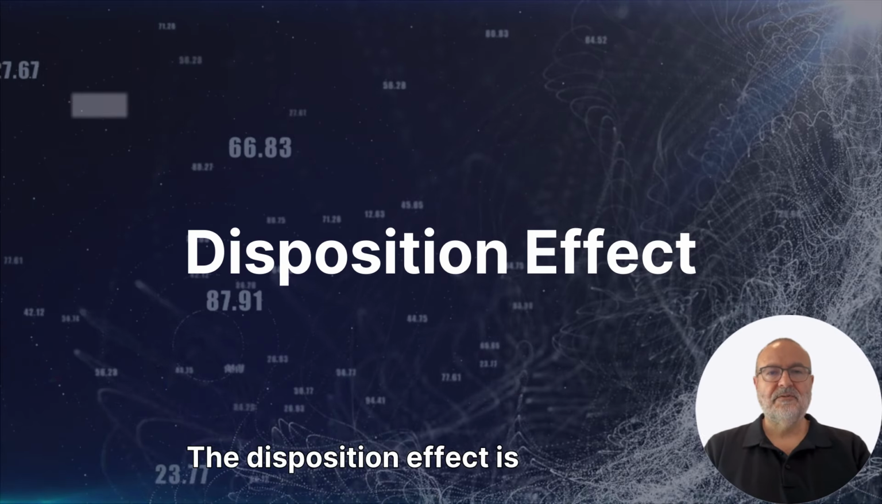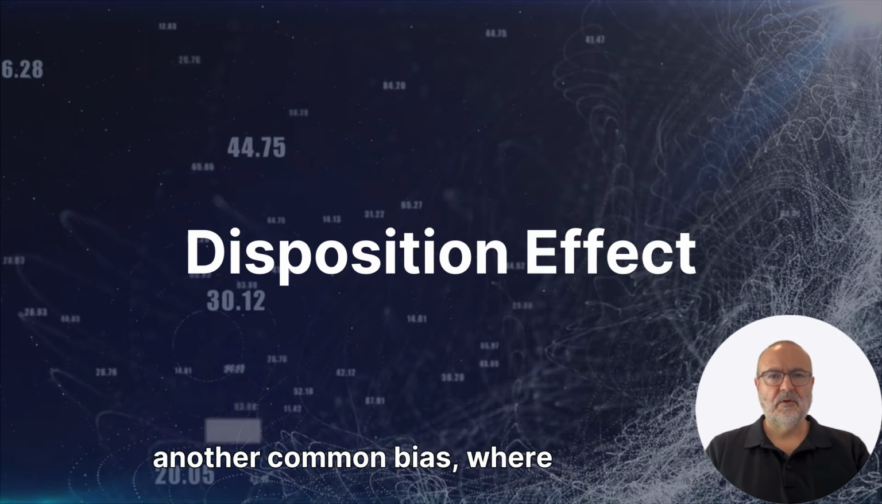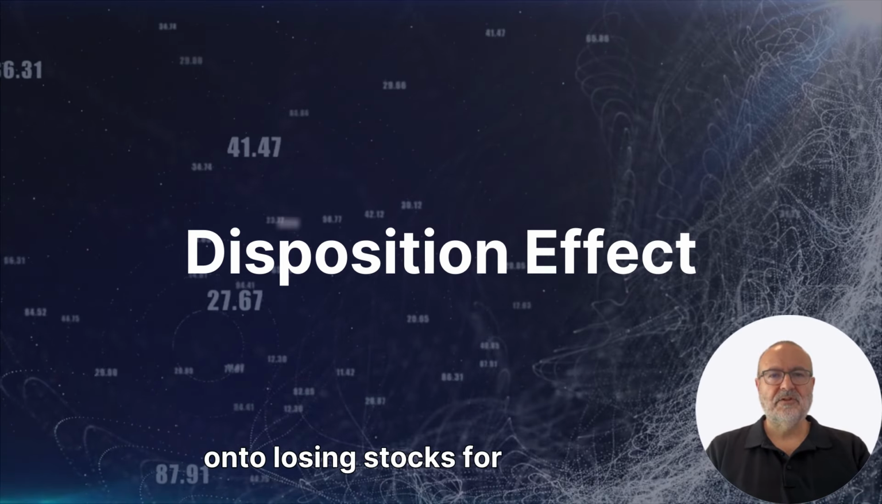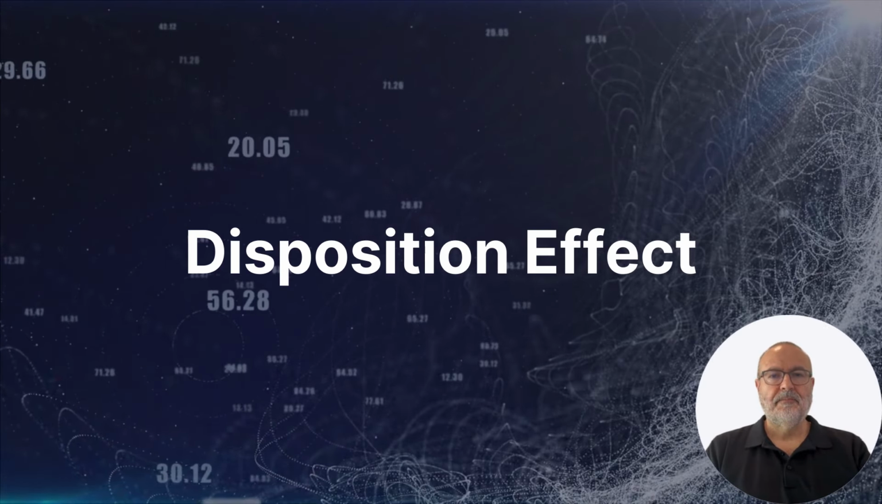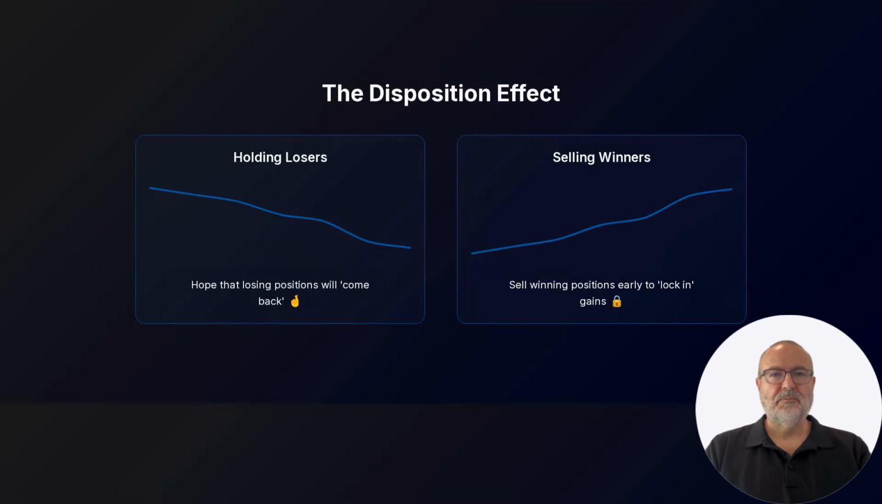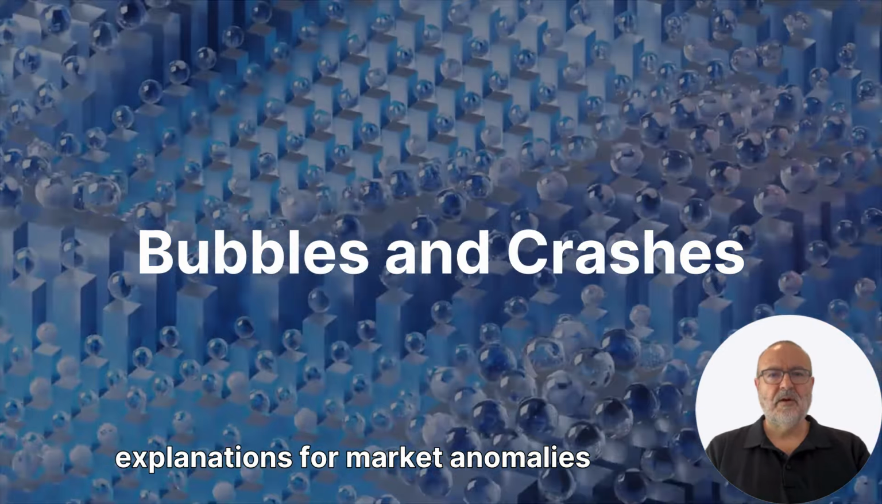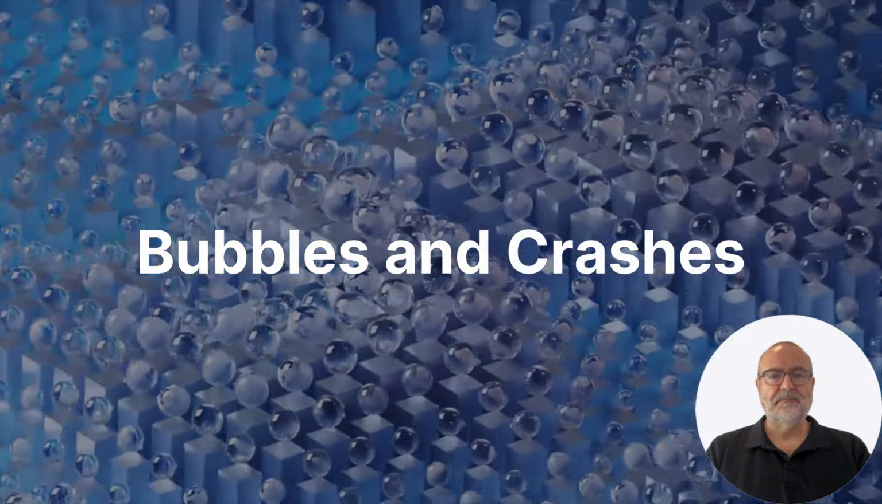The disposition effect is another common bias, where investors sell winning stocks too soon and hold on to losing stocks for too long. This often happens with the hope that losing positions will come back, while winners are sold to lock in gains. Behavioral finance also provides explanations for market anomalies like bubbles and crashes.